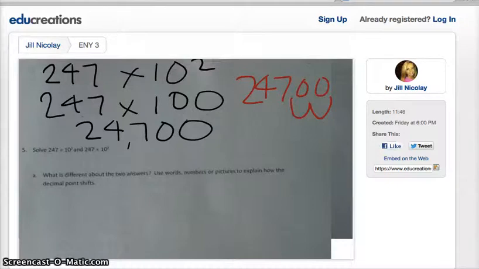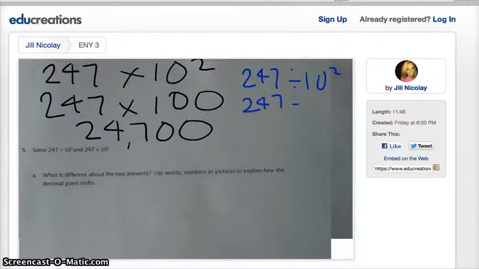For the next problem, I will divide. 247 divided by 10 squared, which equals 247 divided by 100, because that exponent tells me the number of zeros I'm going to have. And when I'm dividing, I'm getting smaller. So I start at the 1s spot where my decimal point is always between the 1s and the tenths spot, the tenths spot. And I go 1, 2 to get my answer of 2 and 47 hundredths.